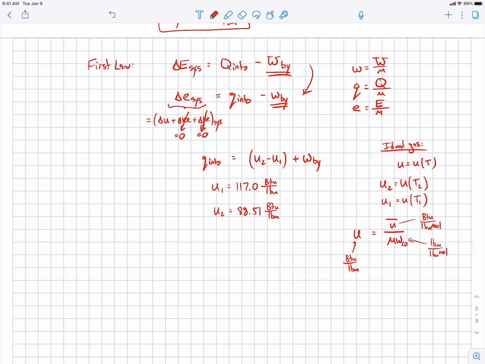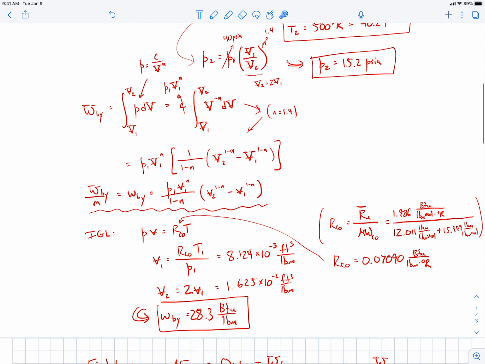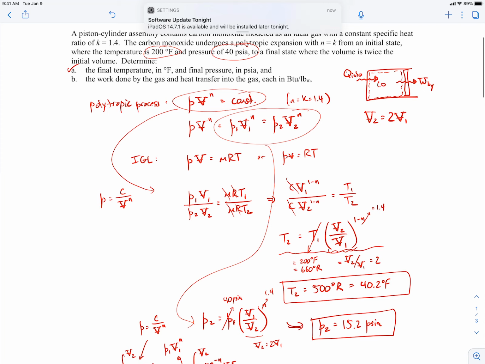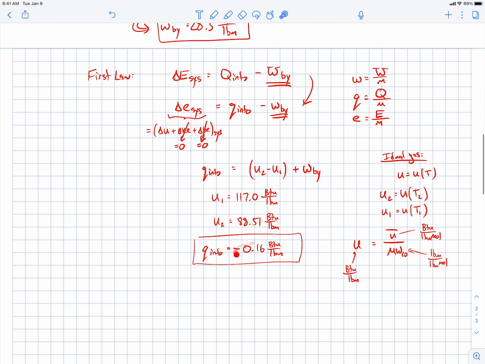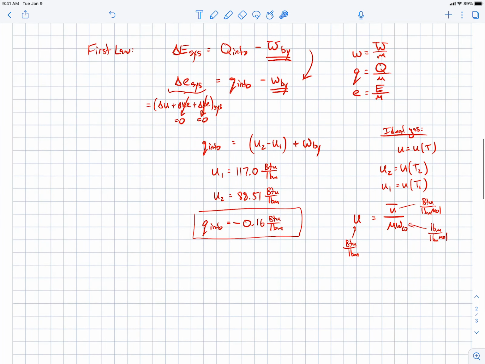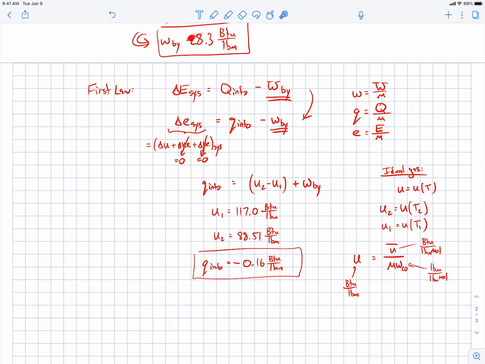And then what you get in the end is Q into comes out to be minus 0.16 BTUs per pound mass. So it's a very small heat transfer. And in fact, the heat transfer is out of the system, not into the system. So when we look at the arrow that I drew here, I show heat going into the carbon monoxide, but actually the energy is coming out because it's a negative value. It's a very small amount. Certainly it's much smaller than what the work is.